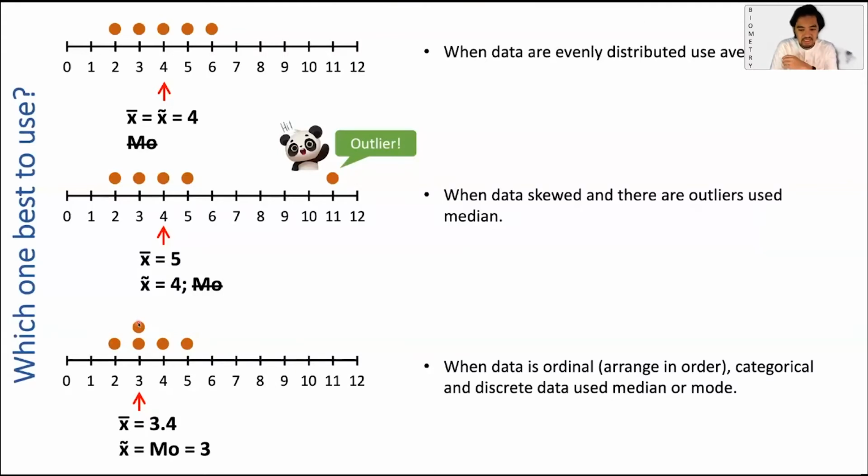So in this instance, when you're dealing with this kind of data, or any data that are arranged in order, or arranged in categories, the best way is to use the median or mode. So that's why every time you do the analysis, make sure you don't just calculate the mean. You also need to assess the median and the mode.